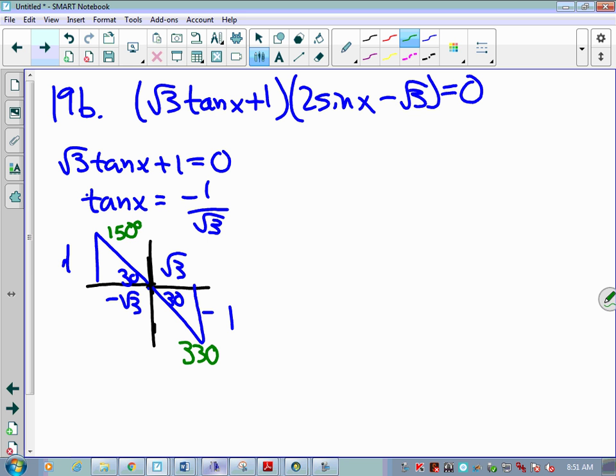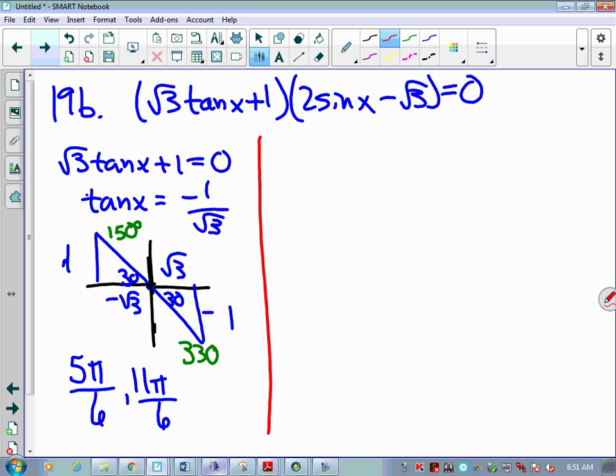Okay? All right. Because it's just tangent x, we're not dividing by anything or multiplying by anything. We're going to take 150 divided by 180 and get our fraction. Okay, what's 150 divided by 180? Okay, so we got 5 pi over 6, and then we need 330 divided by 180, and I think you're going to end up with 11/6. Okay, so that works for that one. We get 5 pi over 6, 11 pi over 6.